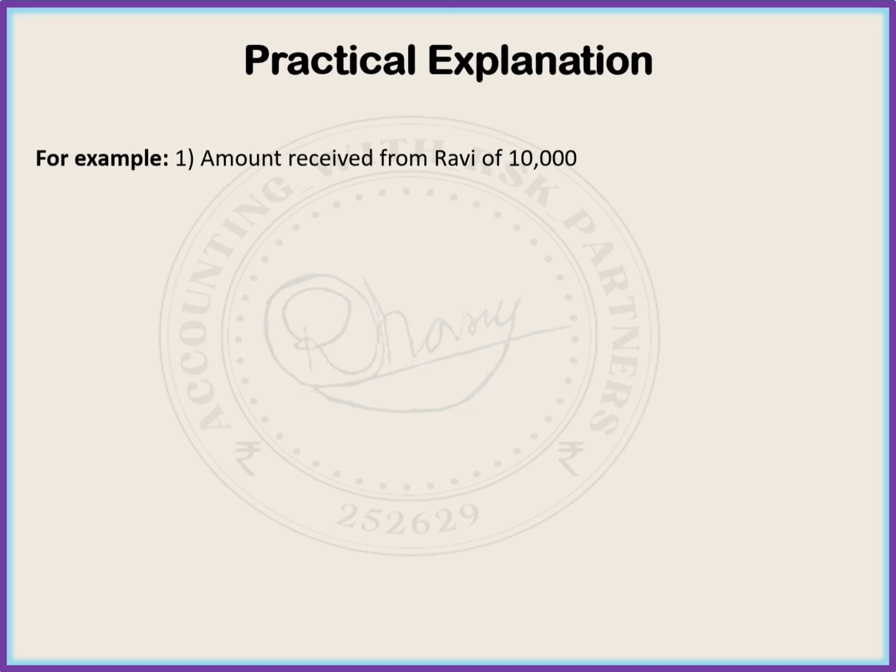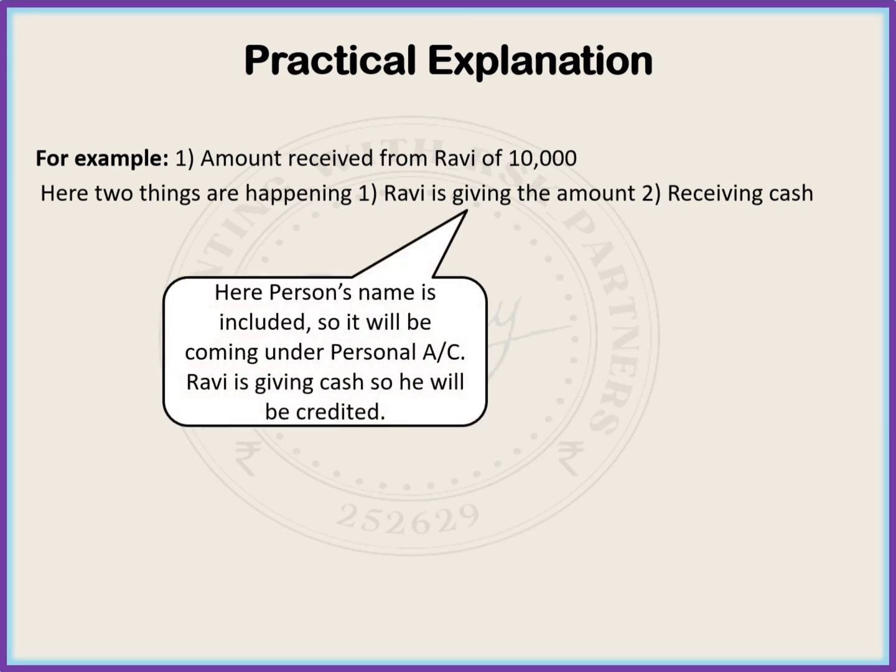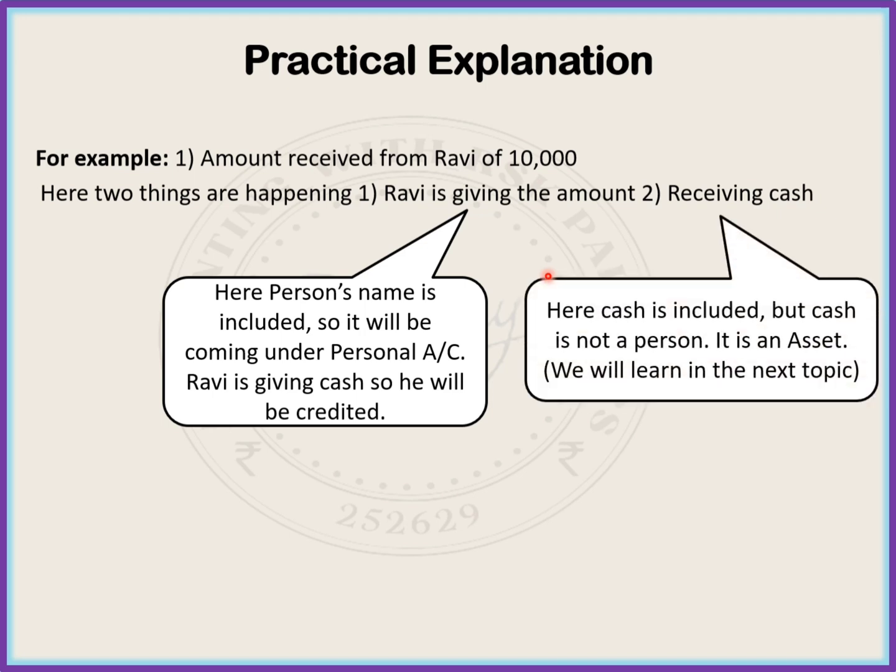For example, amount received from Ravi of 10,000 rupees. Here two things are happening. One is Ravi is giving the amount, another one is receiving cash from Ravi. In the first situation, the person's name is included, so it will come under personal account. Ravi is giving cash, so he will be credited. In the second situation, cash is included, but cash is not a person, it is an asset. We will learn about cash in the next topic.